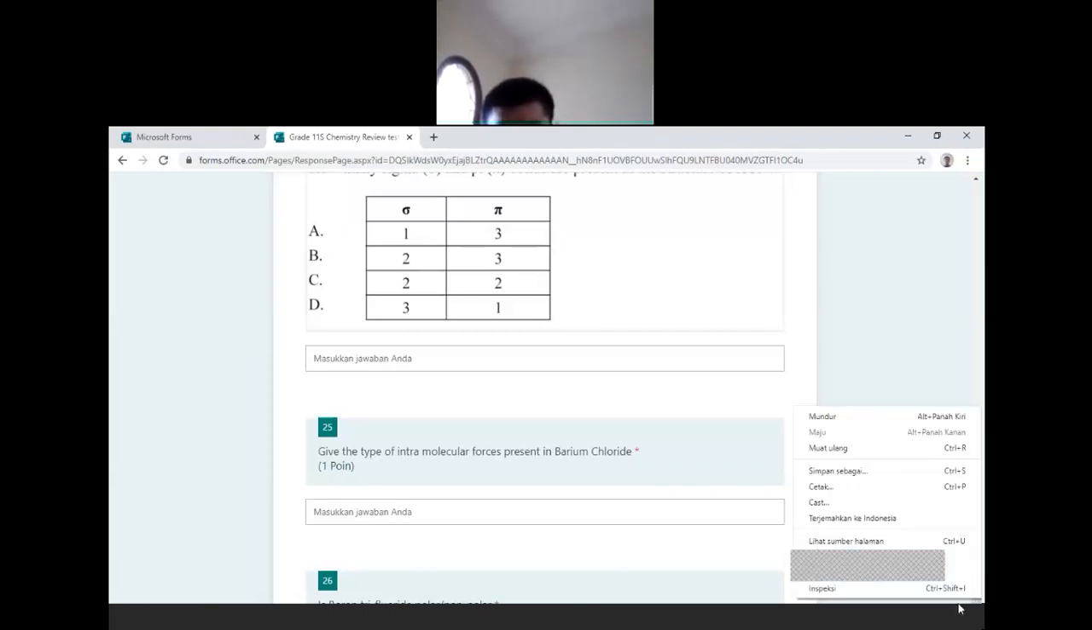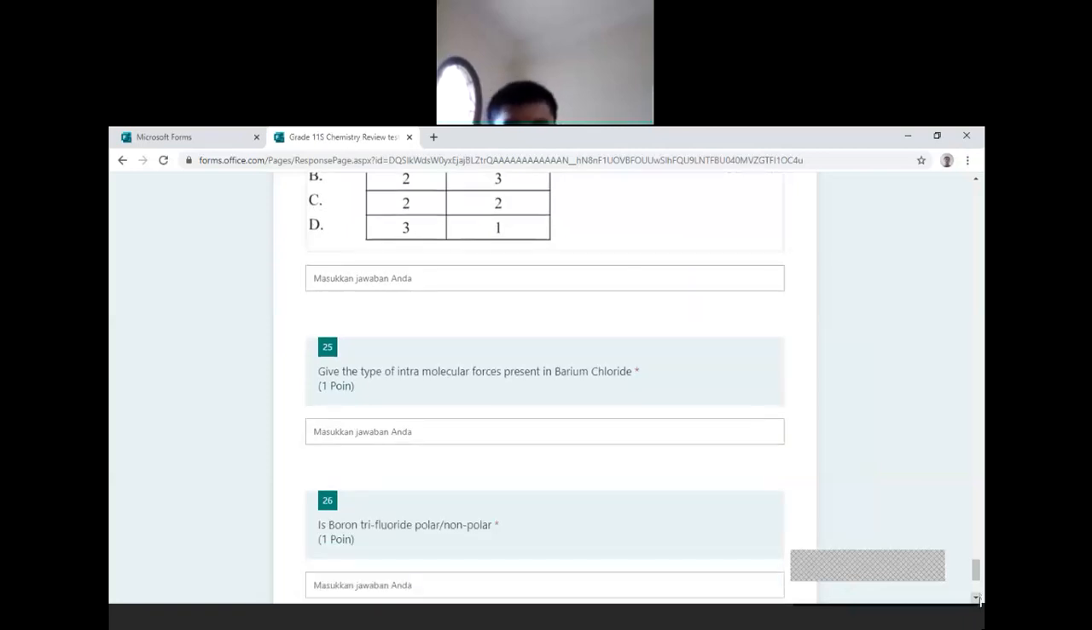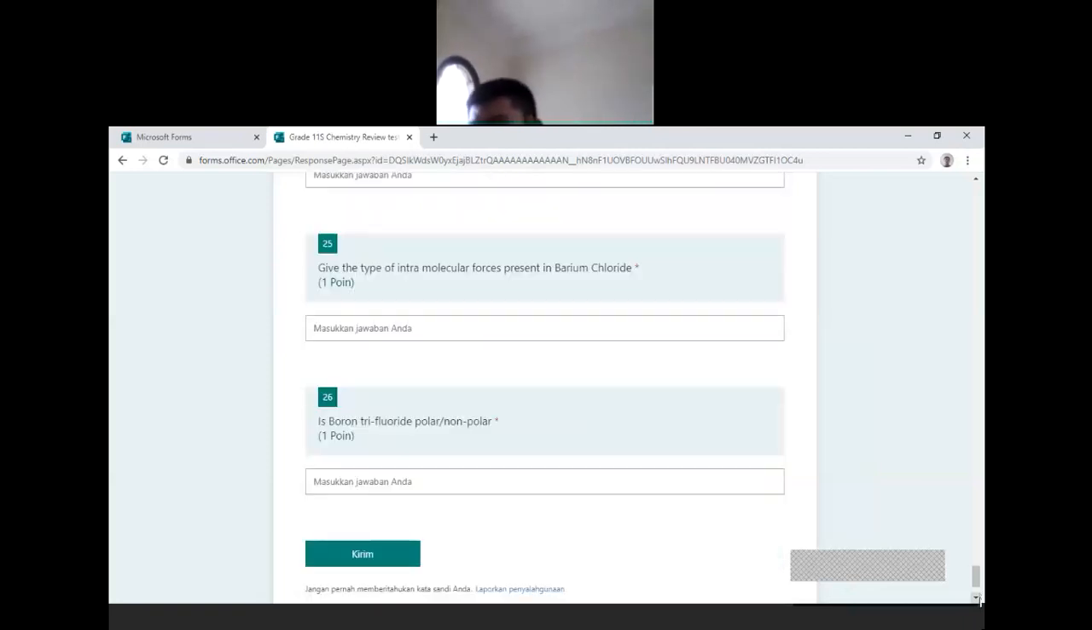And then next, the last one: is boron trifluoride polar or non-polar? It is non-polar. We had this kind of question during the discussion of chemical bonding in simple molecules. So this is the discussion of the questions for the review test. From here, is there any question?